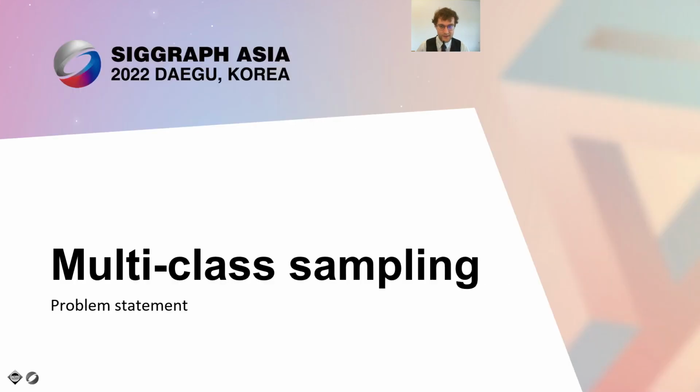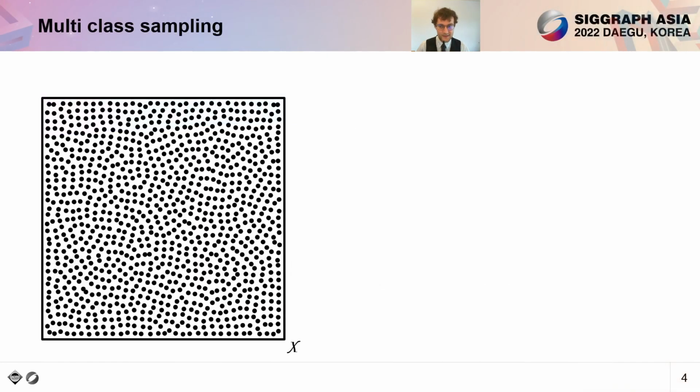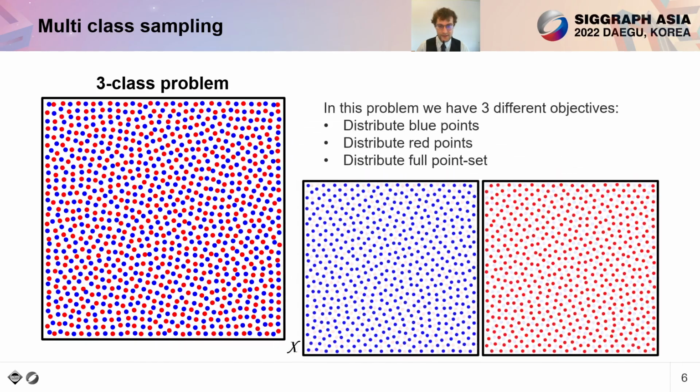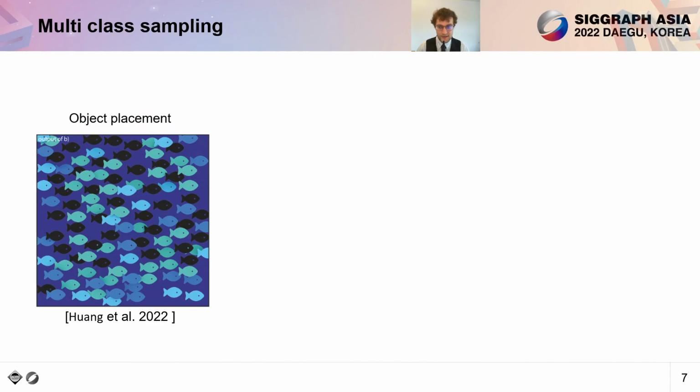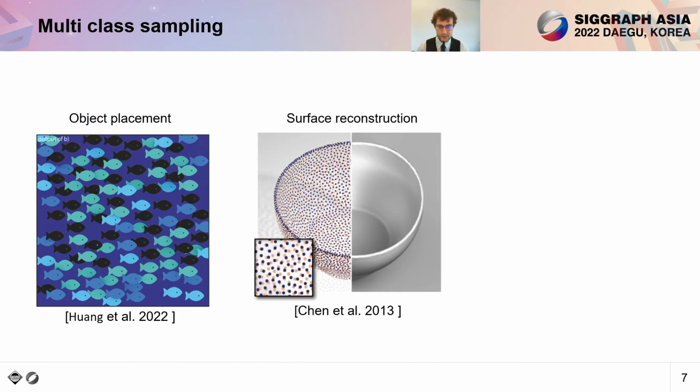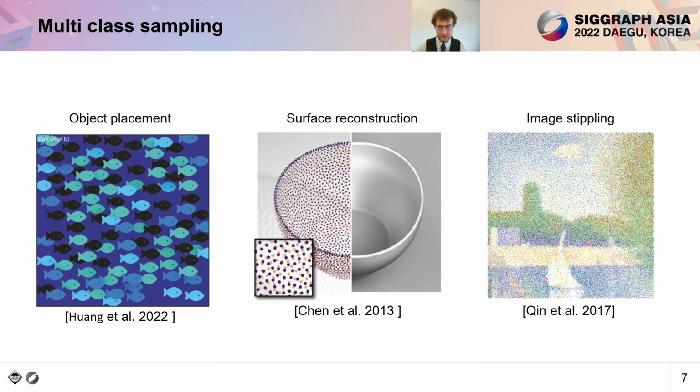So first, the multiclass sampling. Let's take this 2D example. We want to be able to colorize the point and maintain a good quality for each color. Each color here of point is a class, and the union of the two colors is also a class. This makes it a three-class problem. Generally, multi-class sampling is used in various problems such as object placement, surface reconstruction, or image stippling, and many other problems.